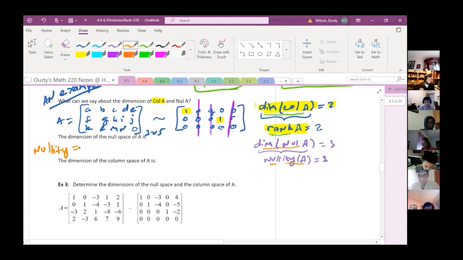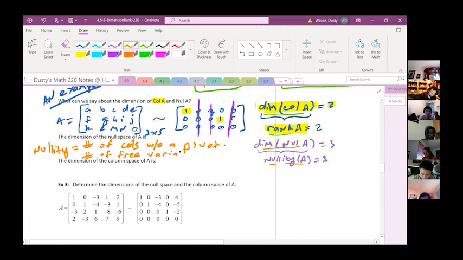So the dimension of the null space is the nullity, and it's equal to the number of columns without a pivot. Or sometimes we like that free variable vocabulary. But remember, in order to talk about free variables, we need an equation. So you could also say this is equal to the number of free variables, and then we have to have AX equal to zero. So we got to turn it into an equation in order to talk about free variables.